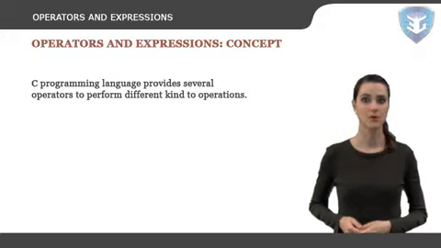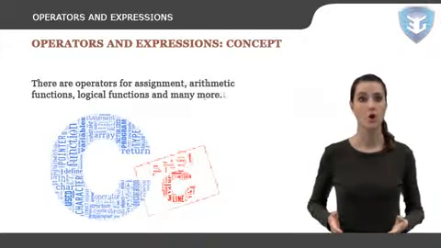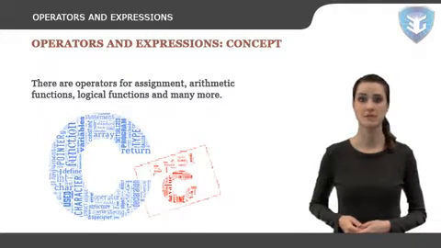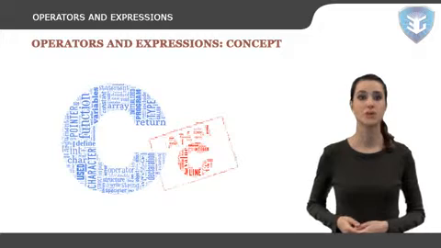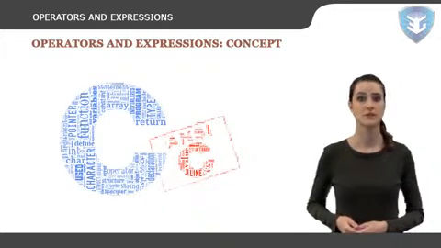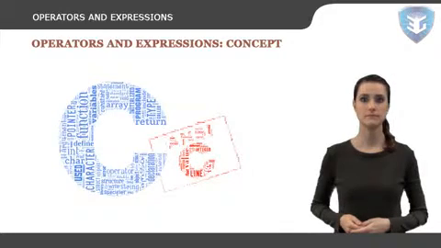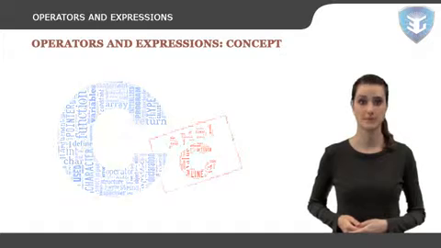C programming language provides several operators to perform different kinds of operations. There are operators for assignment, arithmetic functions, logical functions, and many more. These operators generally work on many types of variables or constants, though some are restricted to work on certain types. Most operators are binary, meaning they take two operands.